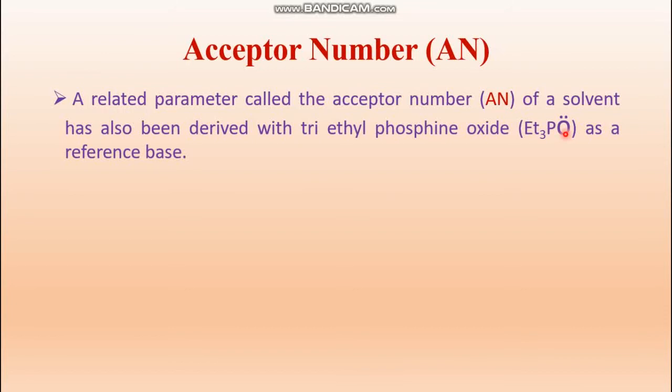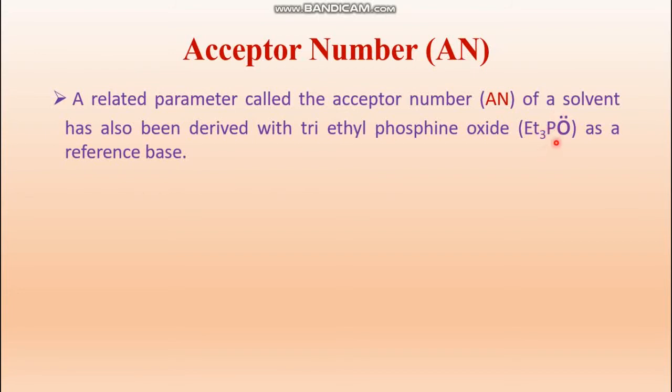So this lone pair is playing the role of a base, and you are very much aware that these ethyl groups have a plus I effect, that is, positive inductive effect. For that, these lone pairs become very much available. So it is a very strong base, and this is taken as a reference base. No solvent is required here, unlike SbCl5, which was dissolved in 1,2-dichloroethane, but here it is not required.